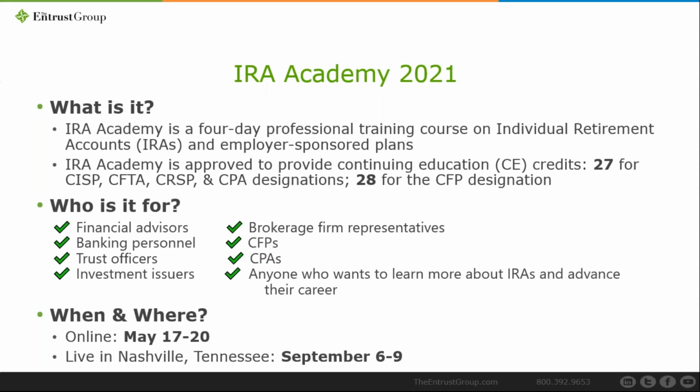Who is it for? It's for financial advisors, banking personnel, trust officers, investment issuers, brokerage firm representatives, CFPs, CPAs, or anybody who deals with the retirement space. In other words, a retirement professional, whether you do the back shop work as a compliance person or operations, or someone who actually deals with clients. There's over $33 trillion in retirement plan assets, and IRA holders are asking more and more sophisticated questions about their retirement plan assets, because a lot of them are thinking about retiring.